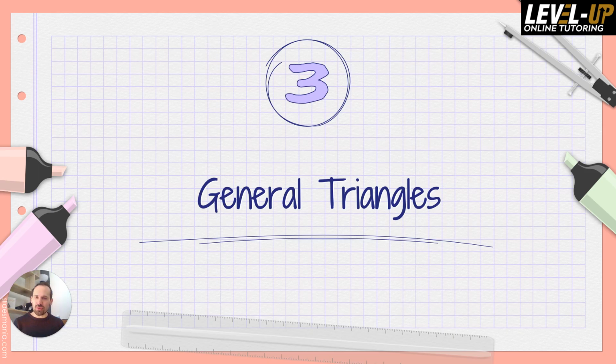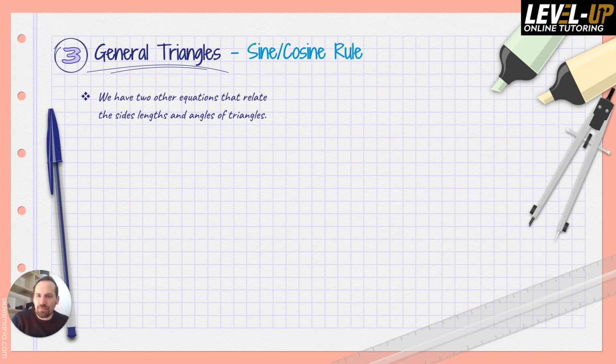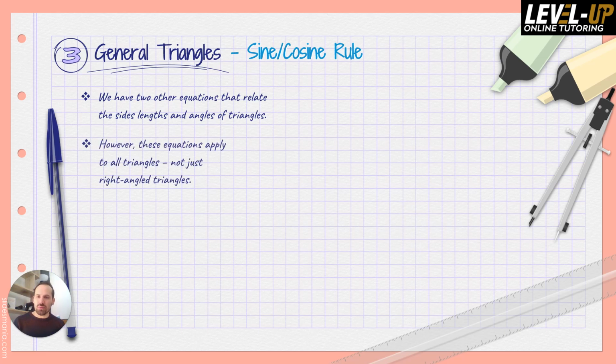So let's look at general triangles now. How we can apply sine, cos, tan to general triangles to relate their sides and angles. So the key thing to remember here, first of all, is that Pythagoras' theorem and SOHCAHTOA only apply to right angle triangles, so we can't use them here directly.